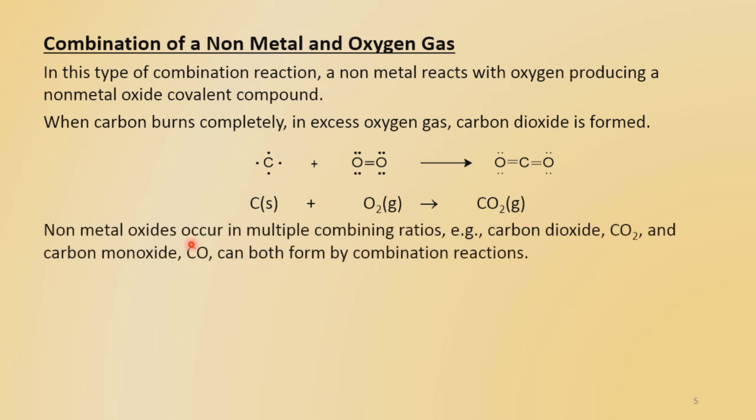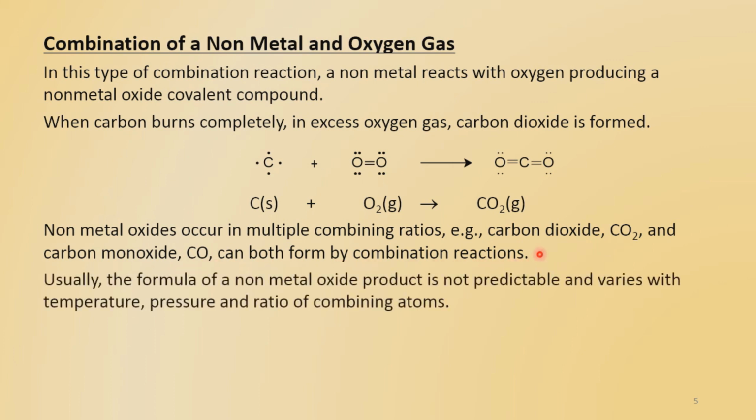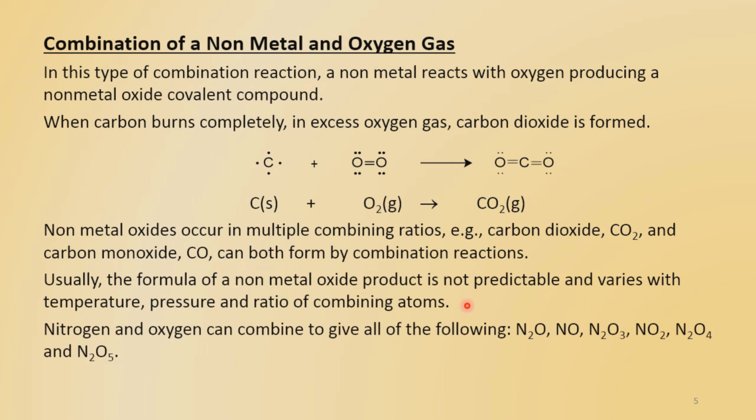Nonmetal oxides can occur in multiple combining ratios. For example, carbon dioxide, CO2, and carbon monoxide, CO, can both form by combination reactions. So usually the formula of a nonmetal oxide product is not predictable. It varies with the temperature, the pressure, and the ratio of combining atoms.